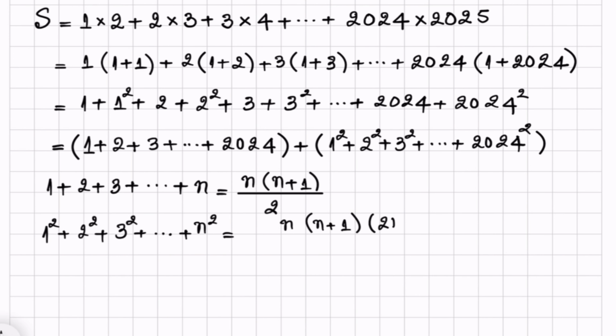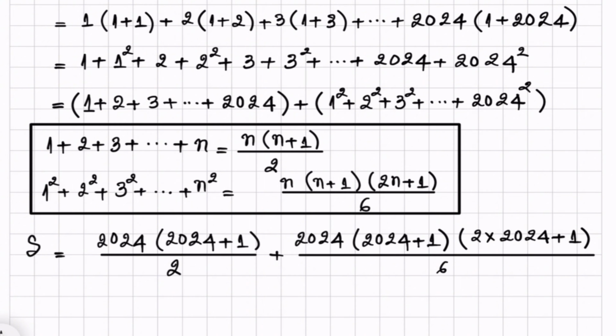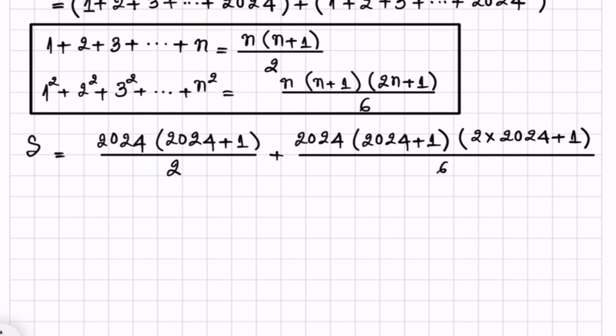2024 factor 2024 plus 1 divided by 2 and then plus 2024 and 2024 plus 1 factor 2 times 2024 plus 1 divided by 6, okay, and then we are going to calculate this number.